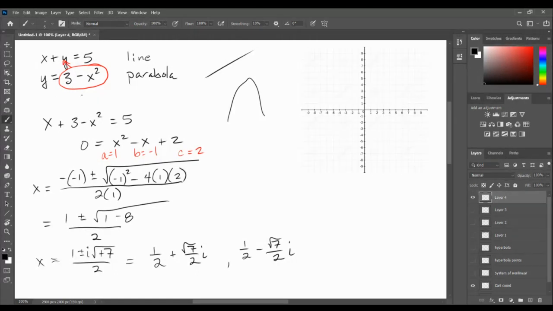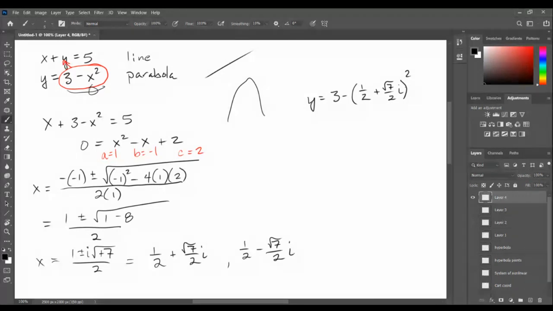And now we could plug those in up here into the x to get the corresponding y values. And so let me go ahead and hide the Cartesian coordinate system. Clearly we don't need it here. y equals 3 minus 1/2 plus root 7 over 2 i quantity squared. You can see this is getting ugly pretty quick, and yet it will still work out for us.